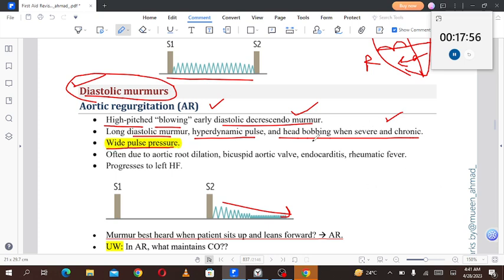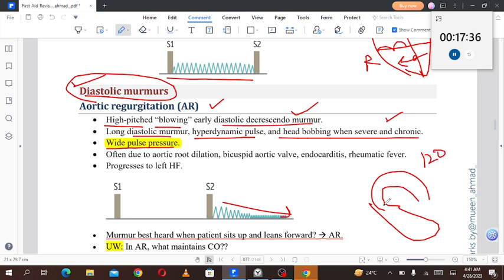We have seen that in the aortic regurgitation as well. Suppose this is the aorta, and the left ventricle is located below that. If the left ventricle is pushing the blood into the aorta and the blood pressure is like 120, suppose it is higher, but suppose it is 120.